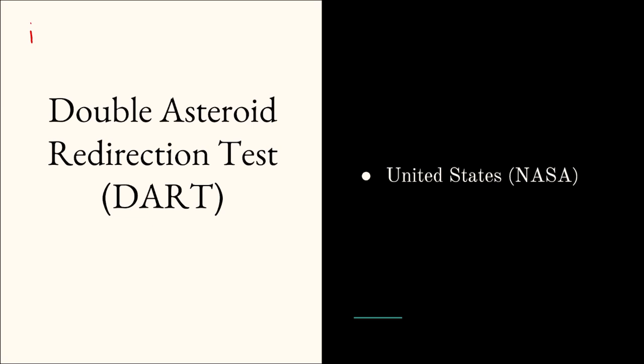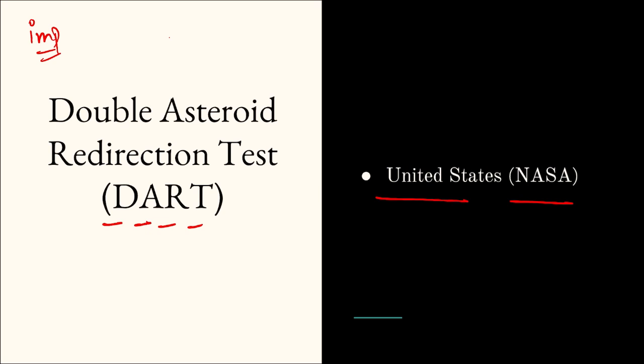Next we'll be talking about, mark this, very important and interesting news. It's like your fairy tales come true. The DART mission is the Double Asteroid Redirection Test. I repeat, Double Asteroid Redirection Test. This DART test was launched by which organization or which country? It was launched by NASA. Very important. But what is this Double Asteroid Redirection Test?